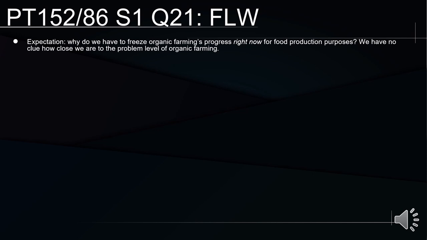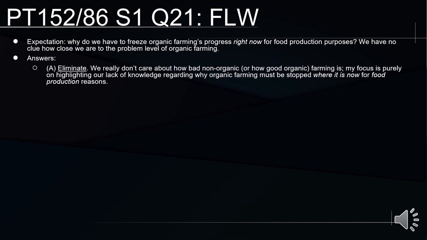So I've reproduced my expectation from the previous slide here. Take a minute to read it if you kind of breezed past it on the last slide. But I'm just going to take this right now and push into answer choices. So A is an elimination. It takes for granted that farming with artificial fertilizers is only slightly more damaging to the environment than organic farming is. We really don't care about how bad non-organic or even how good organic farming actually is. My focus, my issue, my expectation is purely highlighting our lack of knowledge regarding why organic farming must be stopped where it is now for food production reasons. So A doesn't do any of that, so it's dead.